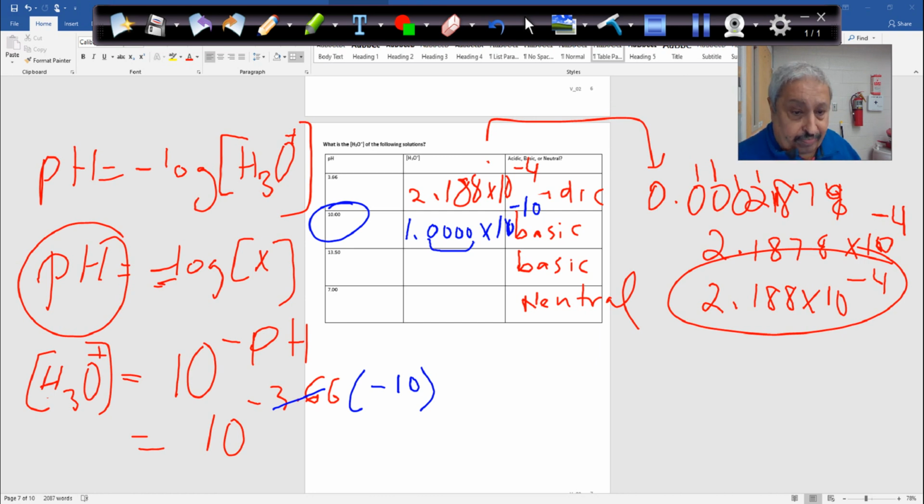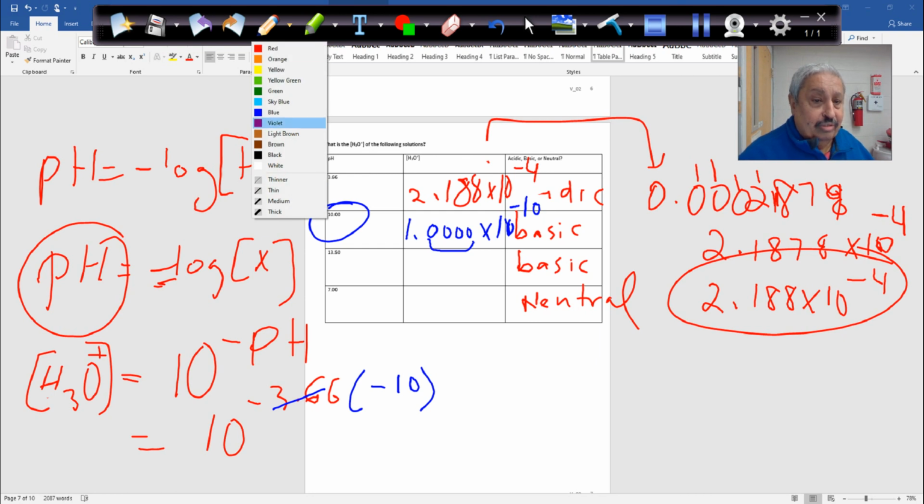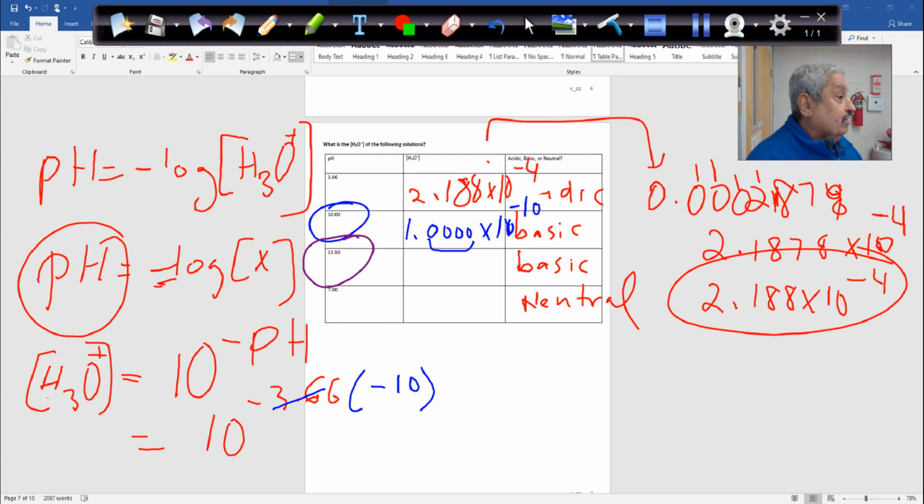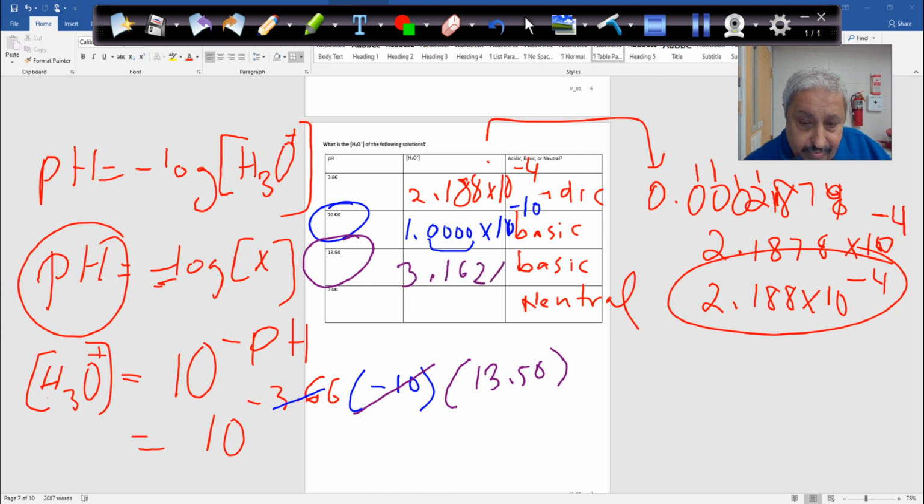So how about the next one, the third one? I can't let you go without knowing this. You have to know this because if you get it in the final, you'll be upset with me: oh, Dr. Tay did not cover this. I'm covering this for the final. Next week, we'll cover even more examples. This one is 13.50: 10 to the minus 13.50. Those are 4 digits. So how much is it? 3.162 times 10 to the minus 14. You have to have 4 sig figs. 3.162 times 10 to the minus 14. And the last one is 3 sig figs: 1.00 times 10 to the minus 7.